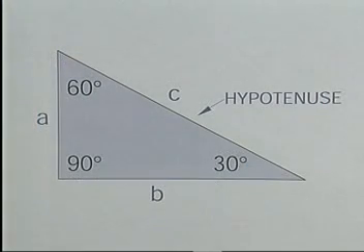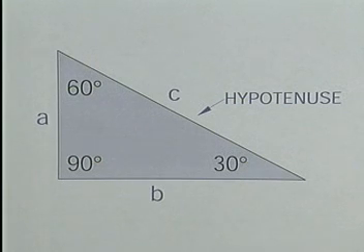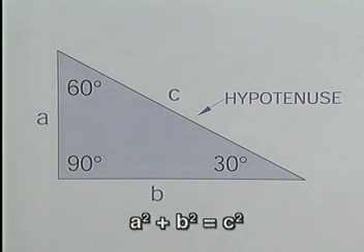The Pythagorean theorem, which is very important in geometry, helps us calculate the length of the sides of a right triangle. The formula is a squared plus b squared equals c squared.